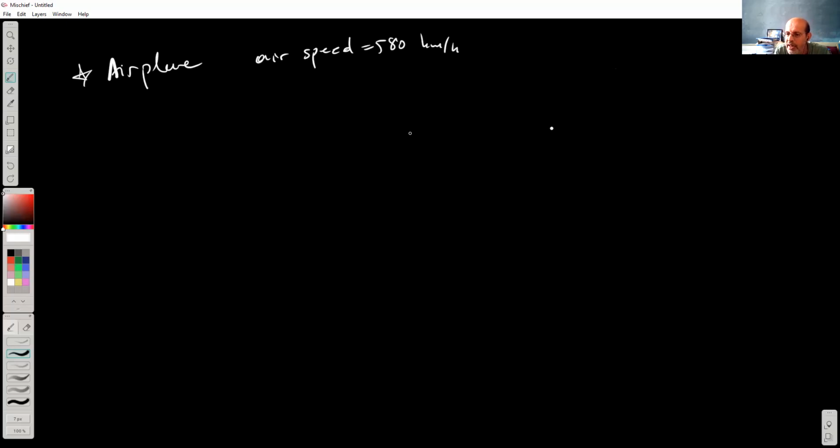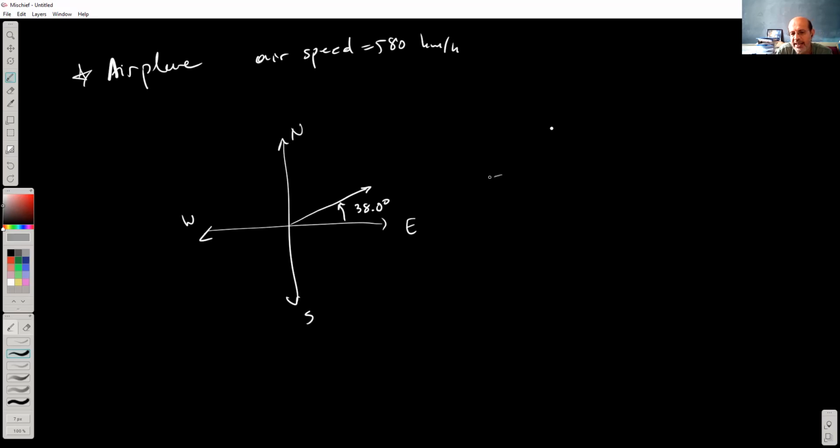It has to fly in a straight path 38 degrees north of east. So let's see, east is that direction, north is that. North of east is like east, but toward the north, so that's 38 degrees. Okay, 38.0 degrees, right? So you want to fly along that direction. Let me translate this information to the language of mathematics.